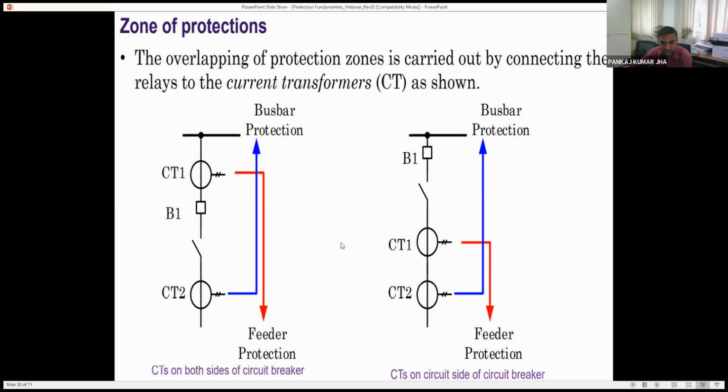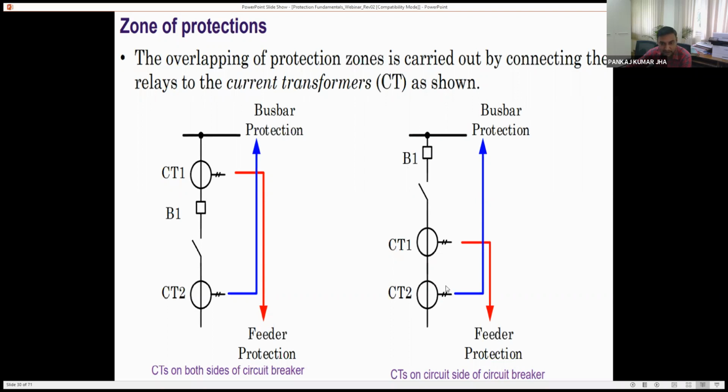Now, the problem with this type of system, which is very prevalent in our network, because generally in all the networks we have the bus followed by the bus isolators, then circuit breakers, then the second isolators, and in between there is one CT. So now the problem is, if there is a fault between this breaker and CT, this breaker will operate.